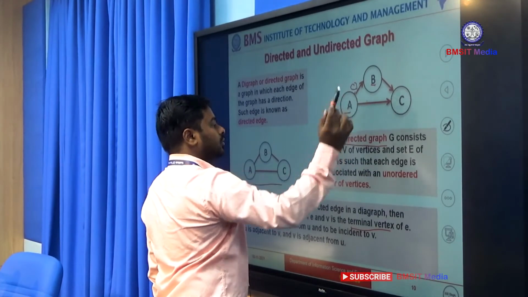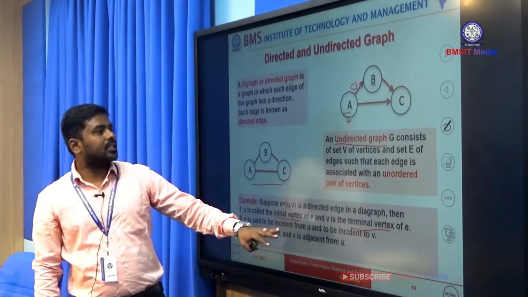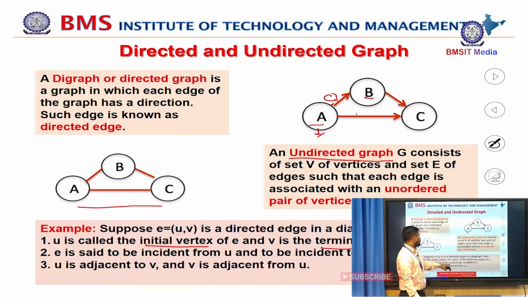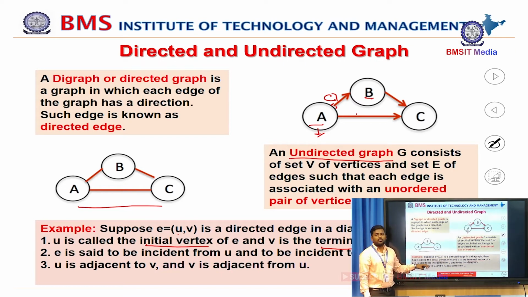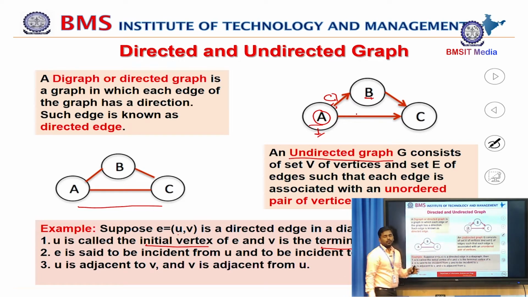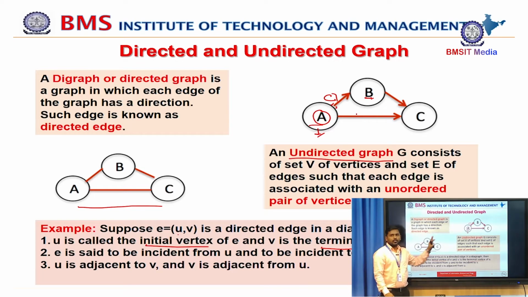Whatever the edge here, say E1, this edge is said to be incident on U. The edge is said to be incident from U and incident on V. Here the edge is incident from A and incident on B. Similarly, you can say that U is adjacent to V. In this example, A is adjacent to B and B is adjacent from A. That is how we can represent a graph.